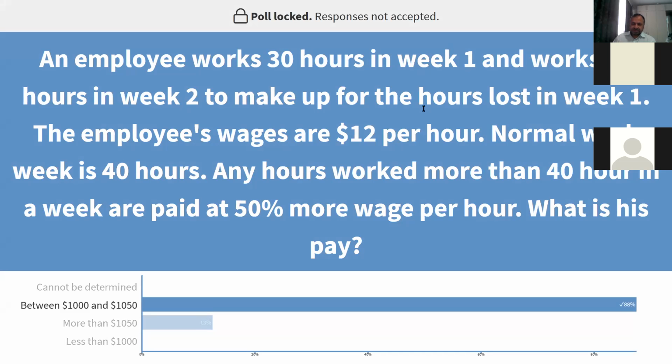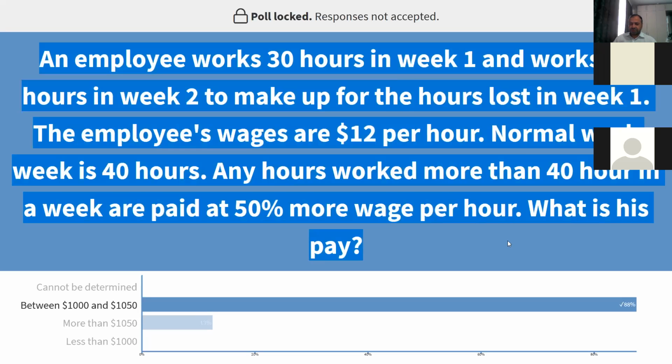In fact, the correct answer is 1,020. For the second week in which the worker works 50 hours, the extra 10 hours will be paid 50% more, so that will be paid at $18 per hour. And then the remaining 30 plus 40, 70 hours will be paid at $12 per hour. If I calculate it by my calculator, 70 times 12 plus 10 times 18 is $1,020. So most of you calculated it correctly.